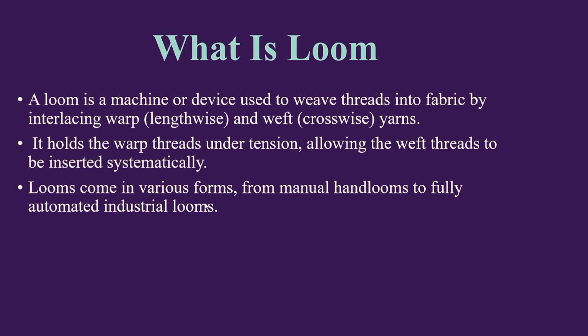There are different types of looms. The function of loom is weaving the fabric. Loom is a machine or device used to weave threads into fabric by interlacing warp and weft yarn. Warp is lengthwise yarn, one sheet, and weft is a widthwise yarn.